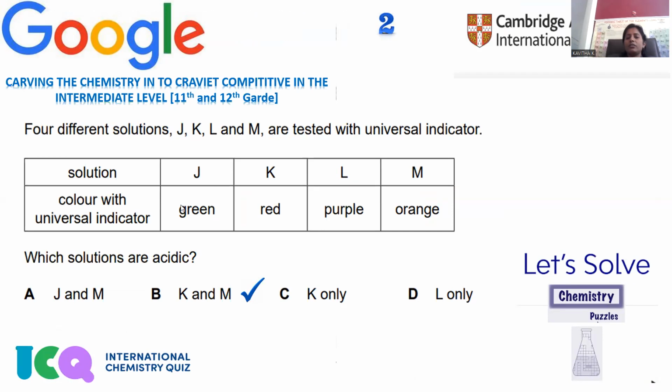Green indicates what? Neutral. Green is exactly neutral. Red indicates a strong base, and purple is the kind of strong alkaline. Orange is acidic in nature. So among all the substances, the acidic ones are K and N. This is mentioned with the writing.